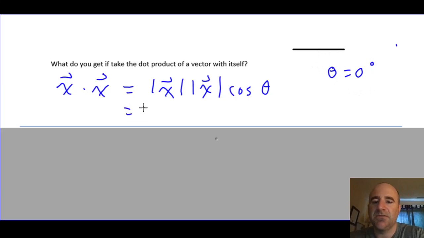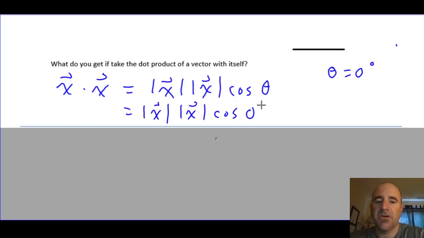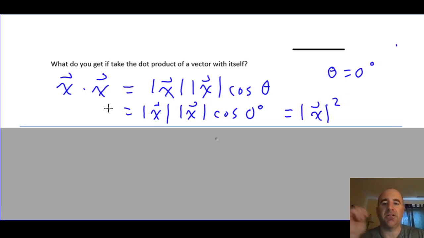So we get the magnitude of x times the magnitude of x times the cosine of 0. Well, the cosine of 0 is equal to 1, and so we just get the magnitude of x squared. So there's a property of the dot product that's very similar to multiplication. If you dot a vector with itself, you're going to get the magnitude of the vector squared, kind of like when you multiply a number by itself, you get that number squared.